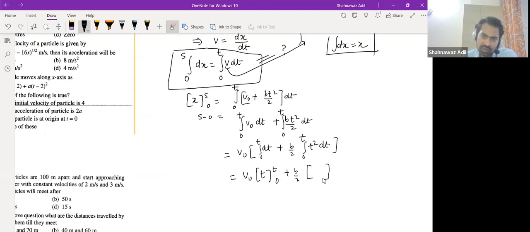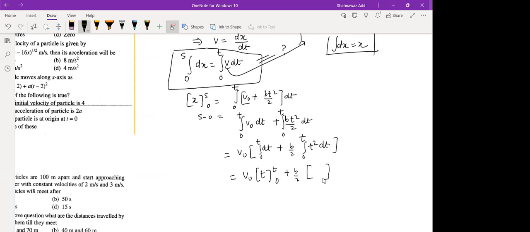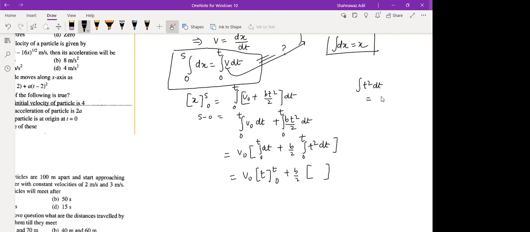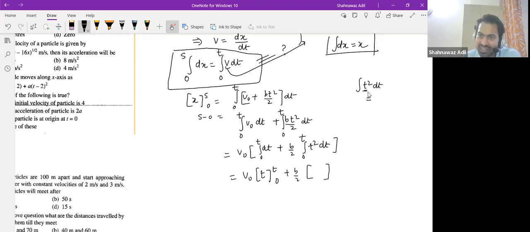This is what? Integral of t square. Sir, t square minus 0 square. No. Integral of t square. First we integrate, then we put the limit, right? Yes. t square will be outside. t square is the function. So t is the variable, right? The integration is on t with respect to t.